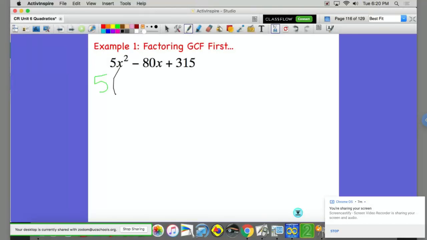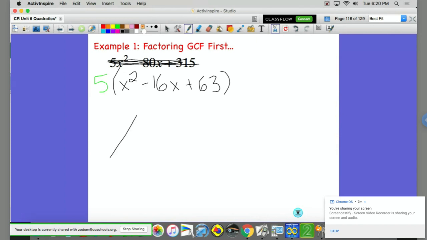And so now 5 times what will give me x squared, and that's going to be x squared. 5 times what will give me negative 80x, and that's going to be negative 16x. And then 5 times what will give me positive 315, and that is going to be positive 63. So now we have went ahead and factored out our GCF, which is 5. We have our new standard form, so there's no reason to be worried about that anymore.